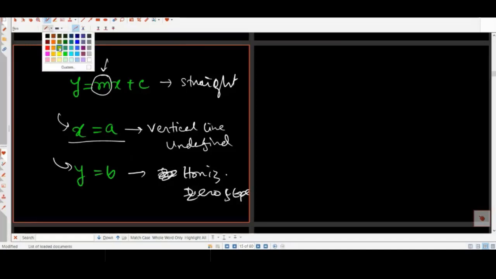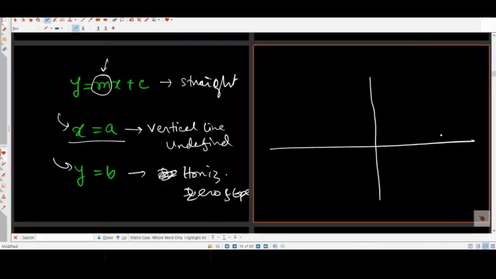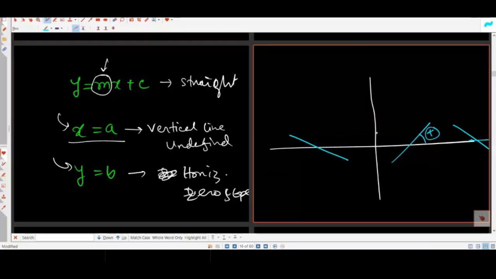So in a general sense, in summary, suppose we have a line here, the slope will be positive. If we have a line here or here, the angle is looking greater than 90 degrees and less than 180 degrees. In that case, the slope will be negative.